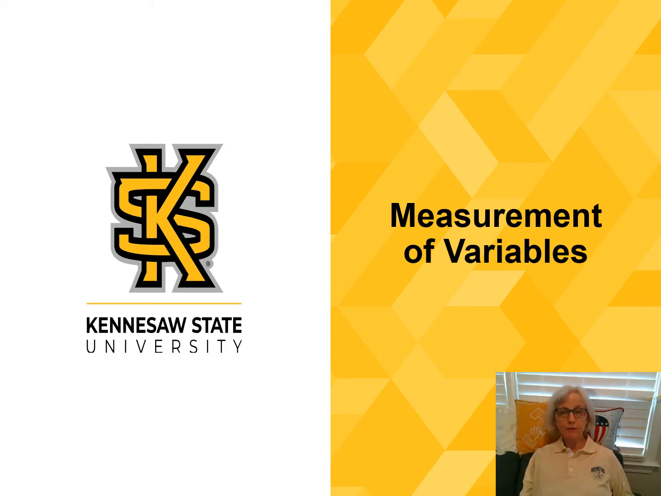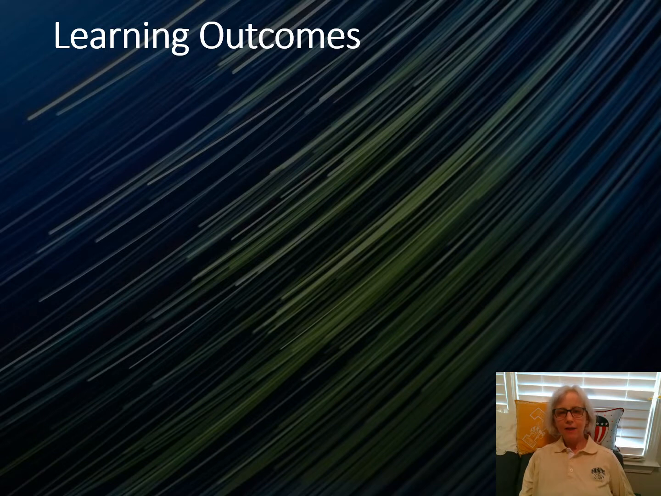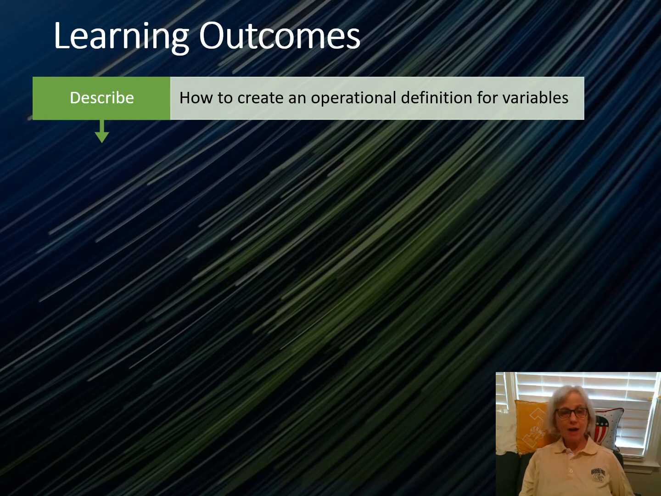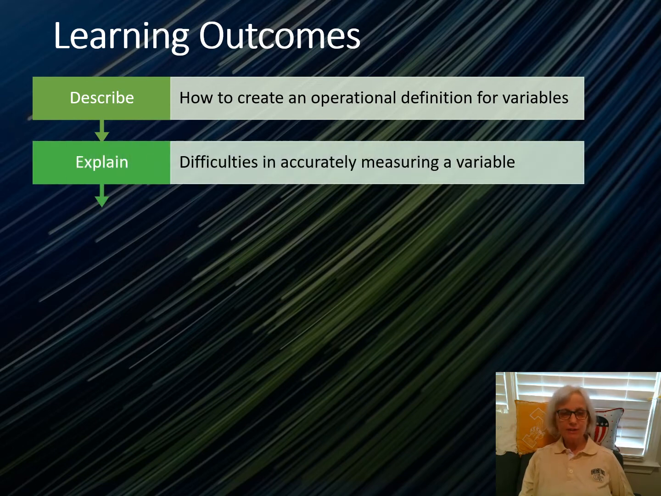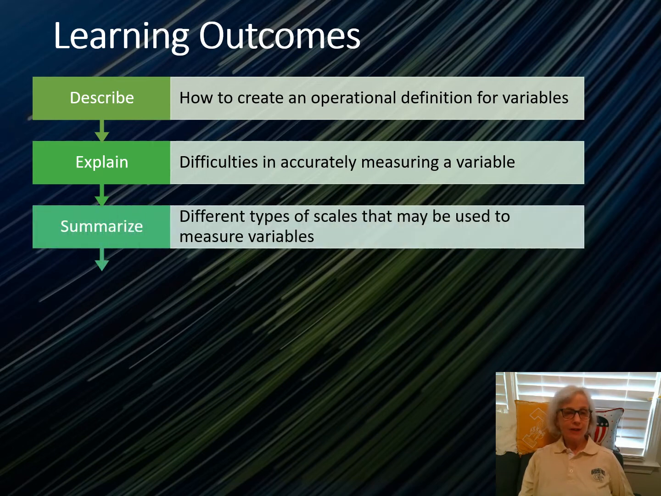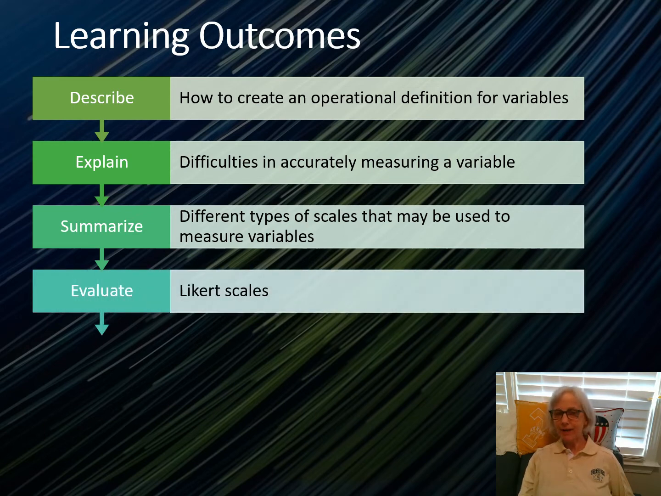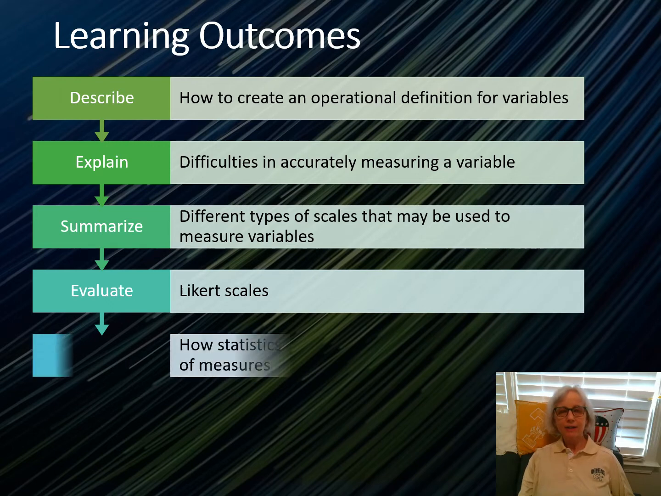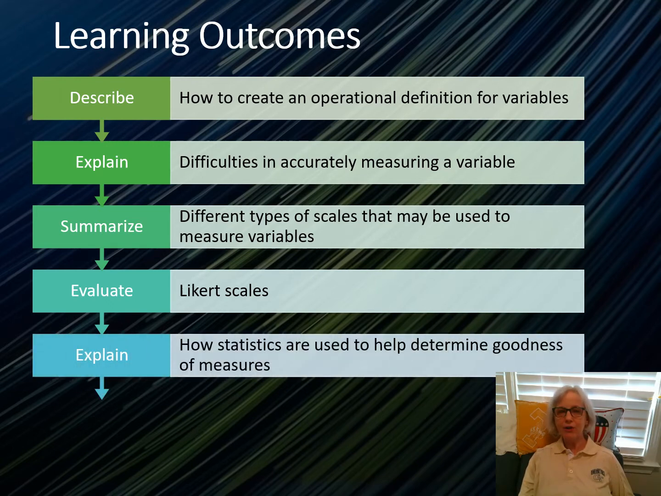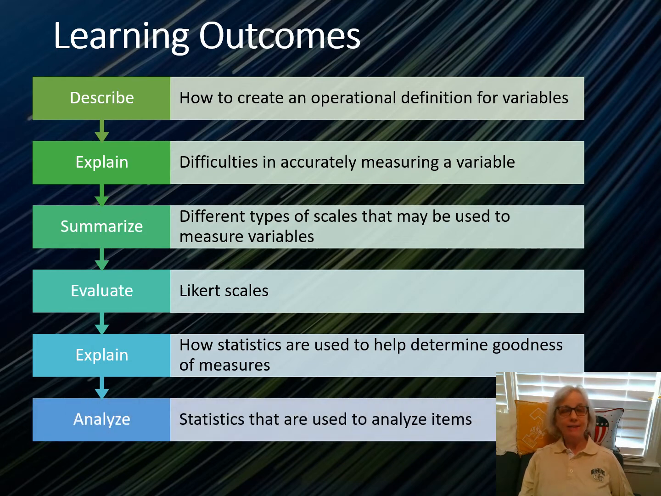Measurement of variables. The learning outcomes include describe how to create an operational definition for variables, explain difficulties in accurately measuring a variable, summarize different types of scales that may be used to measure variables, evaluate Likert scales, explain how statistics are used to help determine goodness of measures, and analyze statistics that are used to assess items.